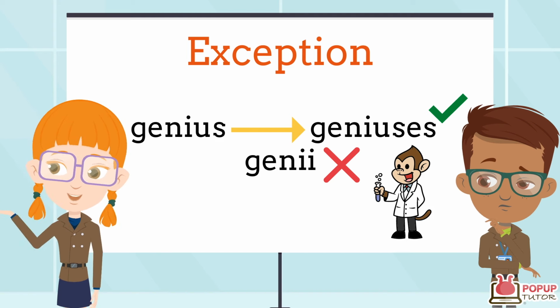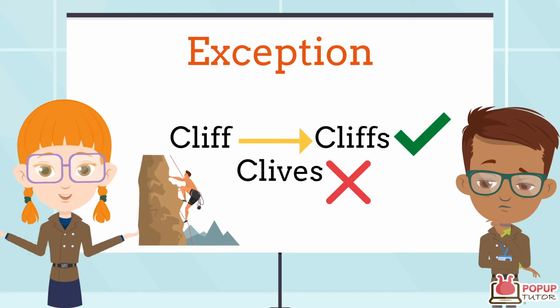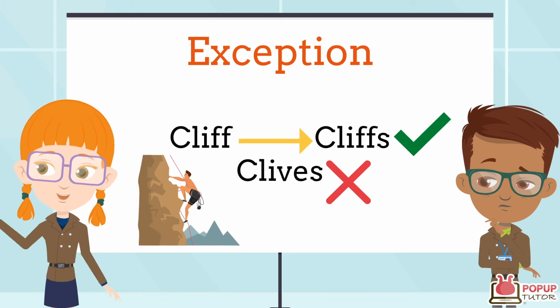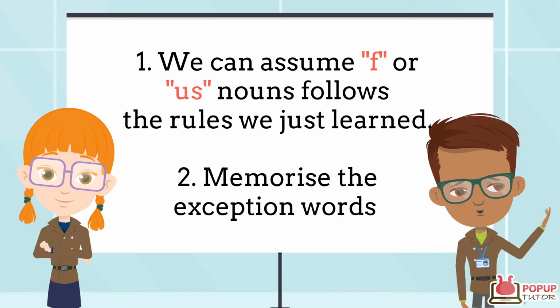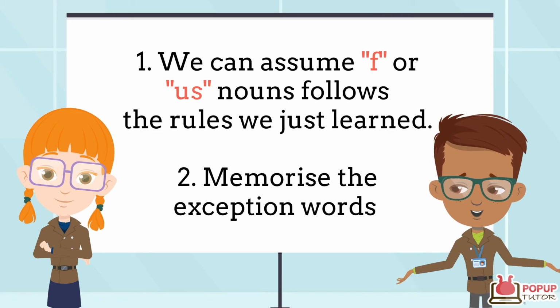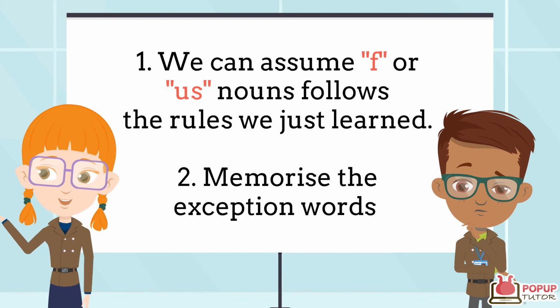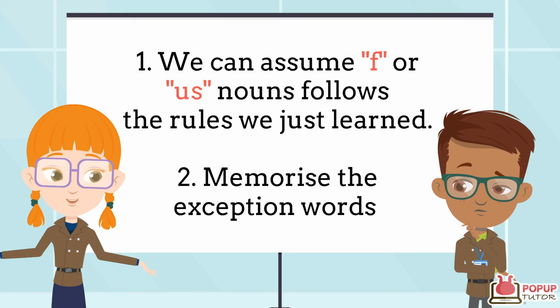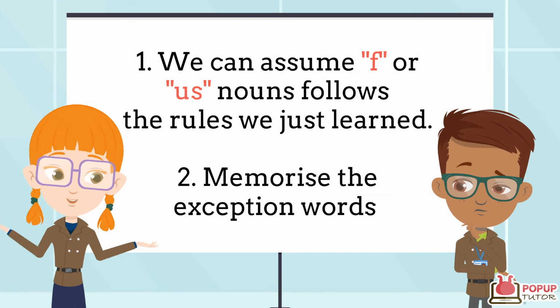For example, the plural of genius is not genii, but geniuses. And the plural of cliff is not clives, but cliffs. Oh, that seems tricky. Is there a way I can know which rules are the exceptions and which aren't? Unfortunately, not. It's just one of those things you have to learn and remember. There aren't any tricks to help you sort out which nouns follow the rule and which don't.